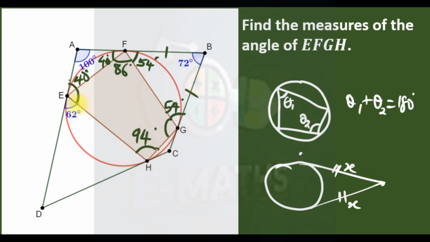In that same way, I have 40 and I have 62. 40 plus 62 is 102. If you subtract it from 180, I have 78. So the remaining angle here is 180 minus 78, which is 102. So these are the angles of the cyclic quadrilateral EFGH. So thank you.